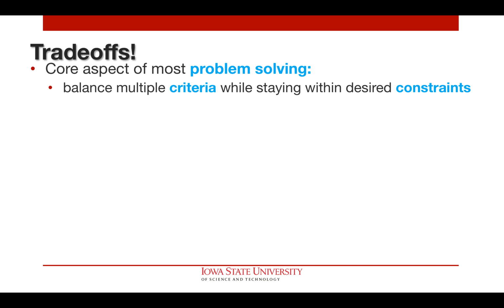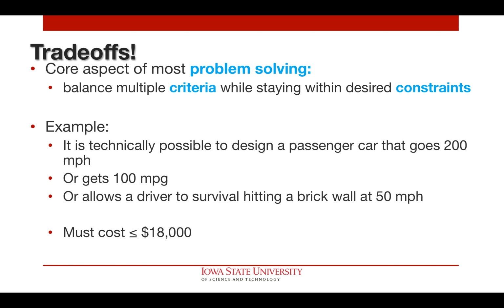But just briefly, an example. Say we want to design a car that can either go 200 miles per hour, get 100 miles per gallon, or the driver can survive after hitting a brick wall at 50 miles per hour, head-on collision. Those three things are all criteria that we're trying to design the vehicle to meet. The last one, under $18,000, is a constraint. That's a hard constraint. We cannot design a vehicle that costs more than $18,000.